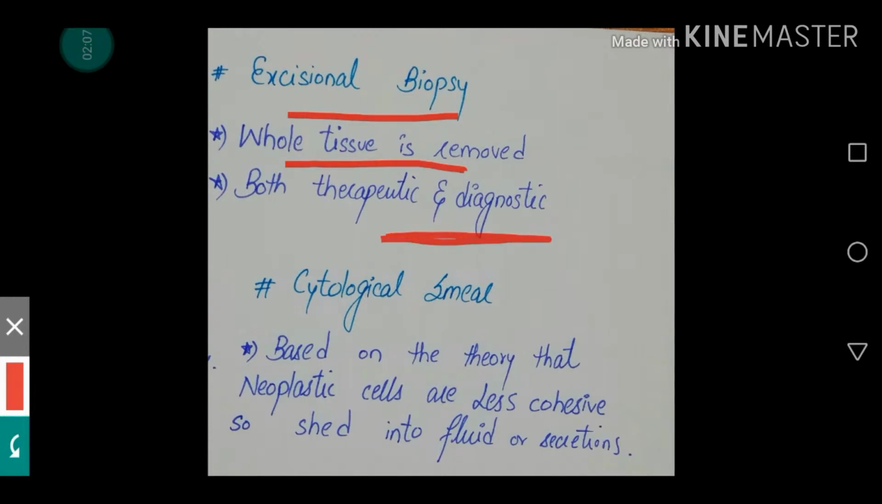Now talking about cytological smear. It is based on the fact that neoplastic cells are less cohesive and they are present in the fluid or secretions. So when we take a scraping from the surface of any organ which is suspected to have a carcinoma, we can identify whether there are certain cells which could be labeled as neoplastic or not. So it is a very important technique.